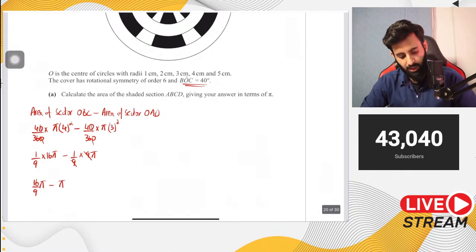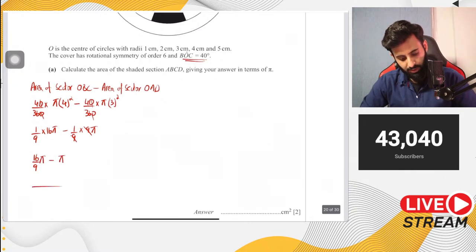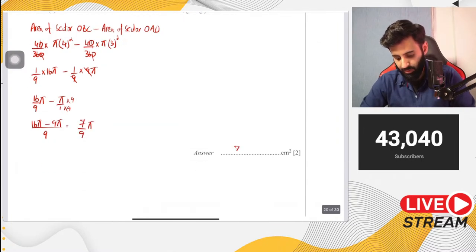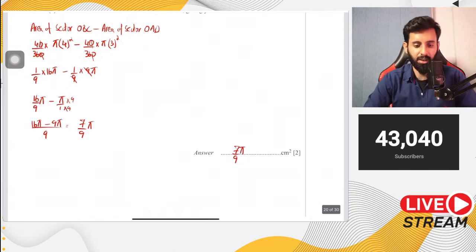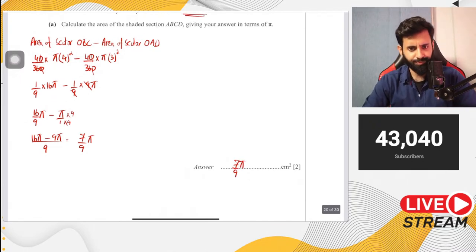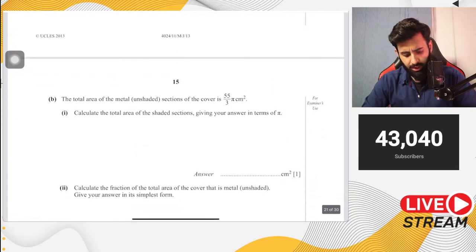So that's pi. And then let's take the LCM. So the LCM is going to be 9. So we have 16 pi, this gets multiplied by 9, so this also gets multiplied by 9, minus 9 pi. 16 minus 9 is 7, so we have 7 upon 9 pi as our answer. So there you go, 7 upon 9 pi is the final answer. Theek hai? Pretty easy. Now here's part B.